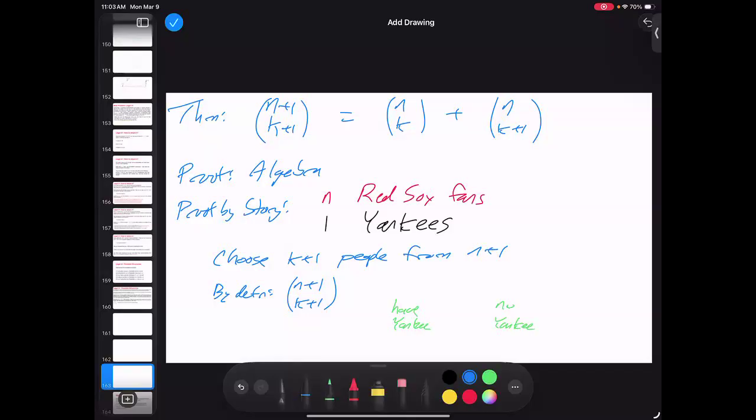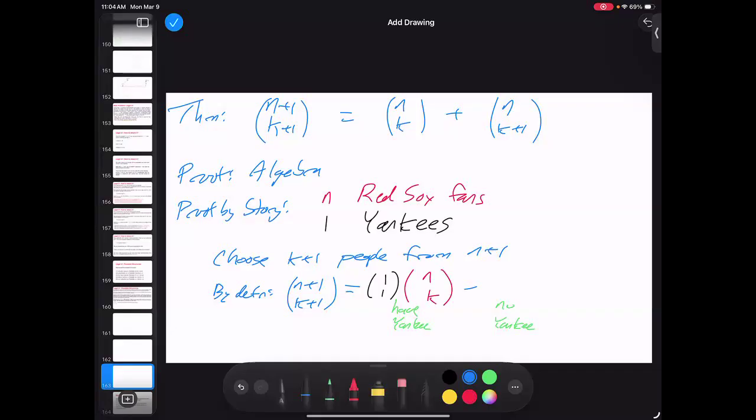How many ways are there to choose 1 Yankee fan from a set of 1 Yankee fan? 1. But I'm going to write 1 as 1 choose 1. And now I need to choose how many fans from the Red Sox. I've got 1 Yankee fan. I want K plus 1 total. How many Red Sox fans do I have to choose? K. So it's times N choose K.